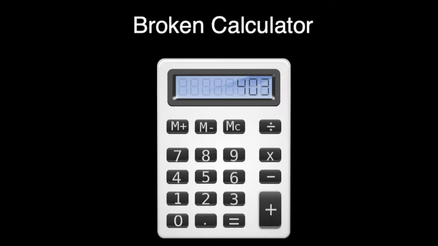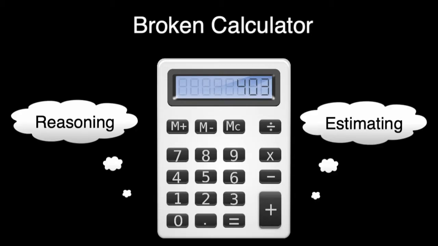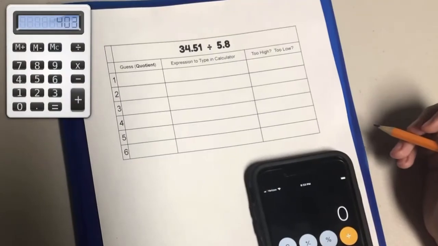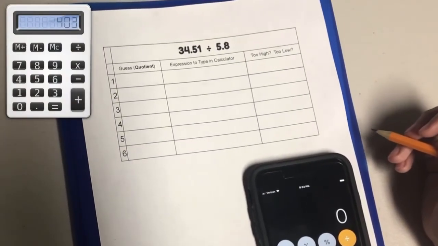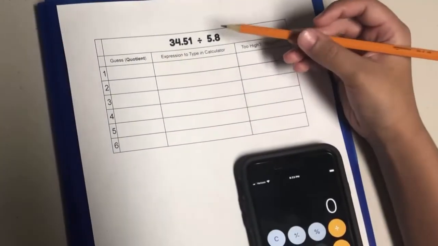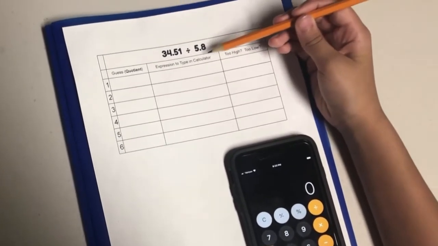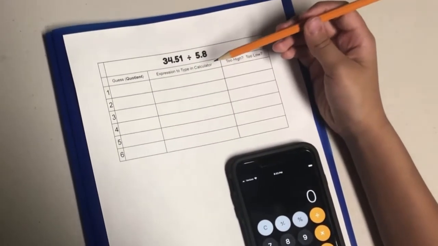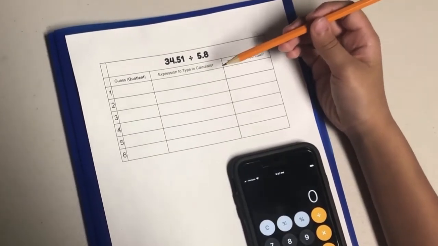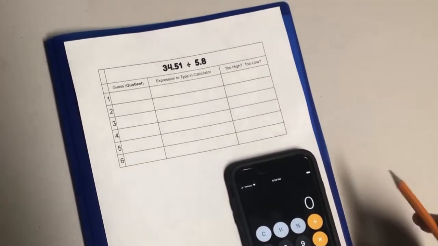Broken calculator is a number sense routine that encourages students to abandon paper and pencil computation methods and instead focus purely on reasoning and estimating. Start by providing a division situation or expression to students and tell them that the division key on the calculator is broken. Then, have them take turns guessing at the quotient. Each time a guess is given, it is recorded and evaluated in order to generate the next best guess. The objective is to arrive at the correct quotient in the least number of guesses possible.